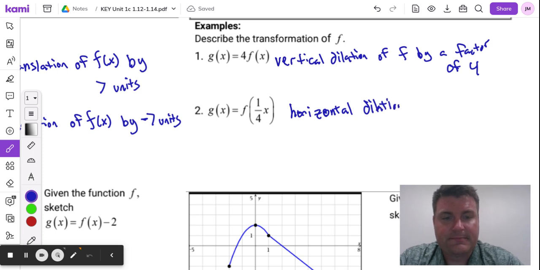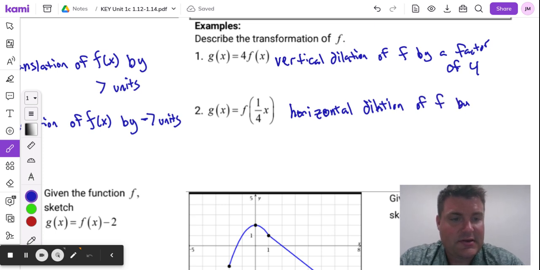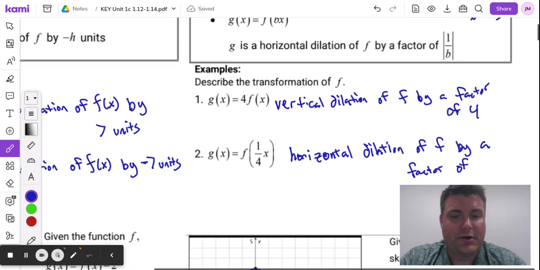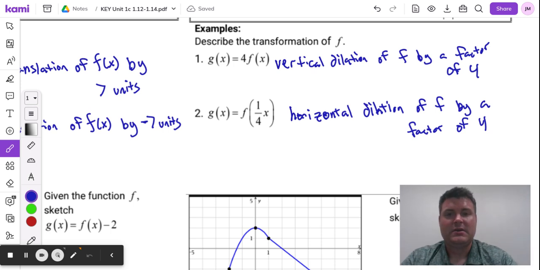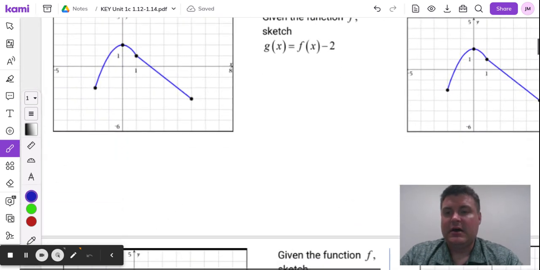Dilation. Oh boy. My handwriting's not really good in this video either. Of f by a factor of, now it's 1 over b. It's 1 over 1/4, which is equal to 4. Okay, so just flip it. All right, let's do better.